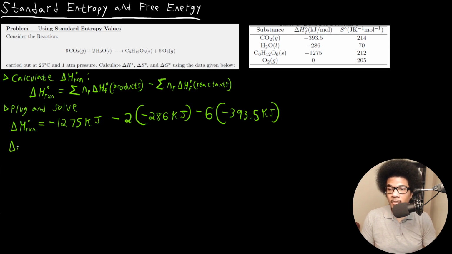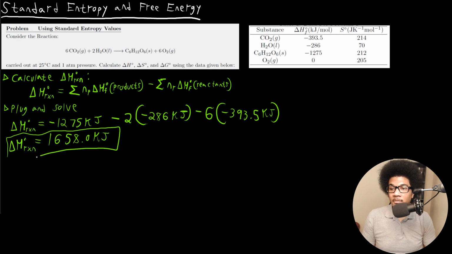Right, so when you put all this together, we have the enthalpy of the reaction is going to be 1,658 kilojoules, right? So we're releasing a lot of energy here. So this is the heat of the reaction calculated from the standard enthalpy of formation data. Just using the information given to us in the standard enthalpy table, we're able to plug it in and solve here. Okay, so now we have delta H.